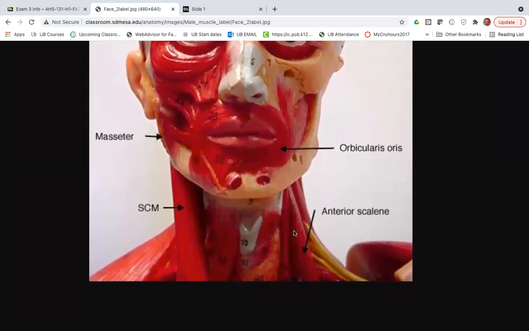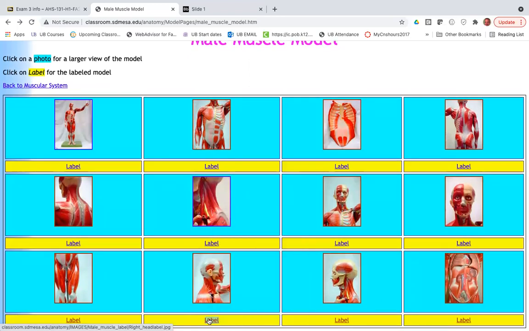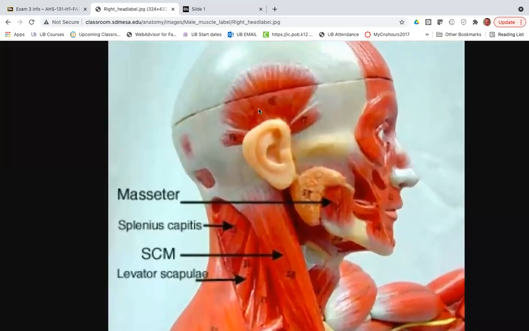sternocleidomastoid. Ooh, so pretty. Look at that anterior scalene. And then there's the yellow nerves. There's the brachial plexus. So this is the anterior scalene. Posterior to it would be the middle scalene. And then posterior to that, the posterior scalene. And that's the brachial plexus. Here's the auricularis. There's your masseter.